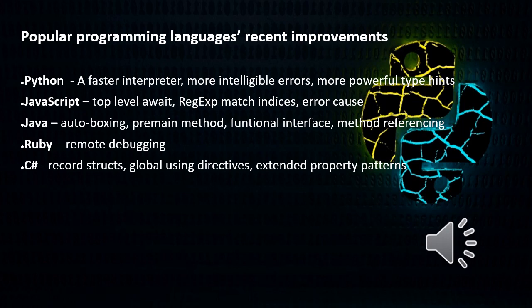Python: a faster interpreter, more intelligible errors, more powerful type hints. JavaScript: top-level await, RegExp match indices, error cause. Java: autoboxing, pre-main method, functional interface, method referencing. Ruby: remote debugging. C Sharp: record structs, global using directives, extended property patterns.